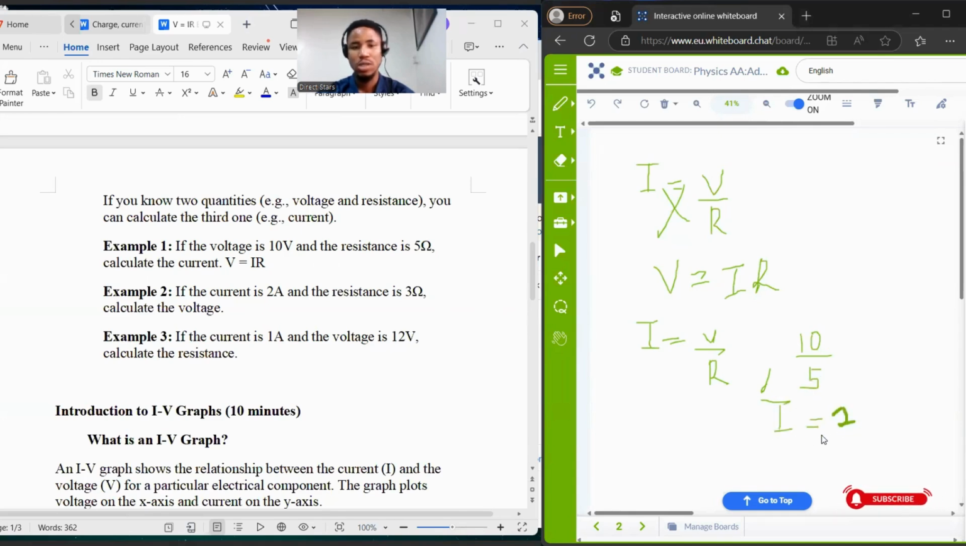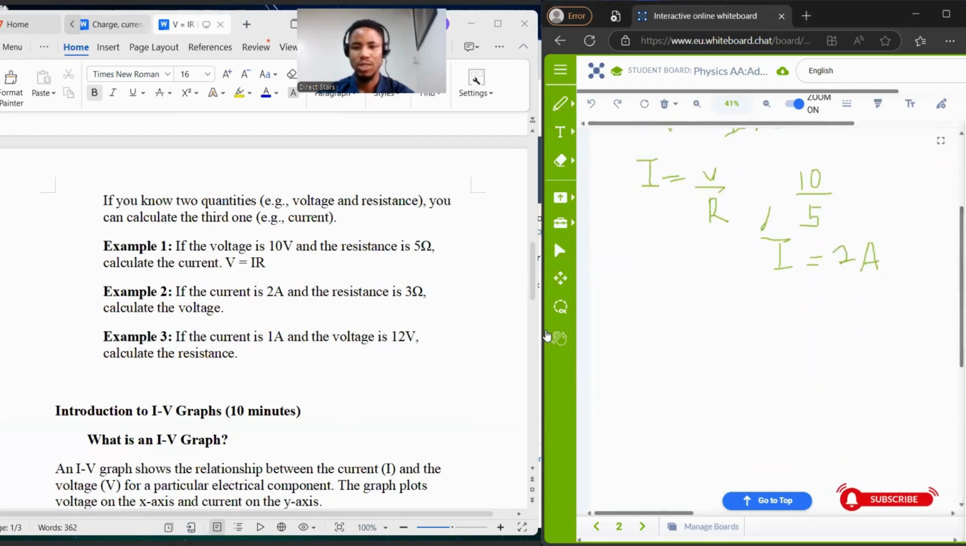What's the unit of I, which is current? That's amps. Now, example 2. What if we are given the current, which is 2 amps, and the resistance, which is 3 ohms? Remember, V equals IR. So we have 2 amps multiplied by 3 ohms, then V equals 6. Remember that voltage is measured in volts, so that's 6 volts.